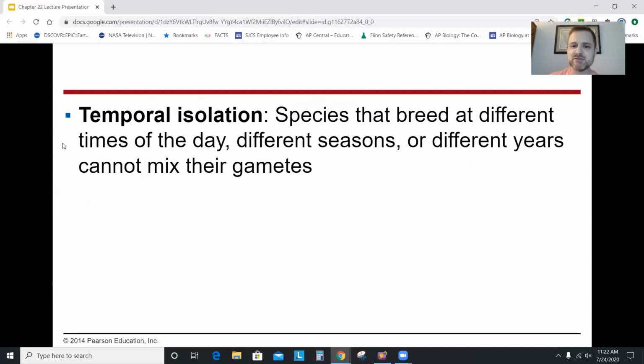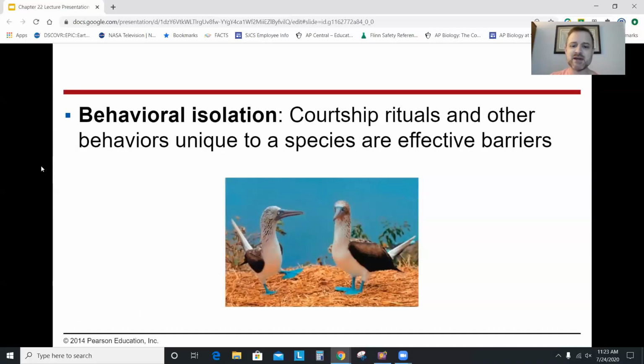Temporal isolation is if you could be in the same place, but maybe the mating seasons are different. You breed at different times of the year. If it's plants, you could have a case where in one population the flowers produce pollen in April, and in nearby plants the ovules are ready in July. If the times of the mating seasons don't overlap, obviously you can't reproduce even if you're in the same place. That's temporal isolation.